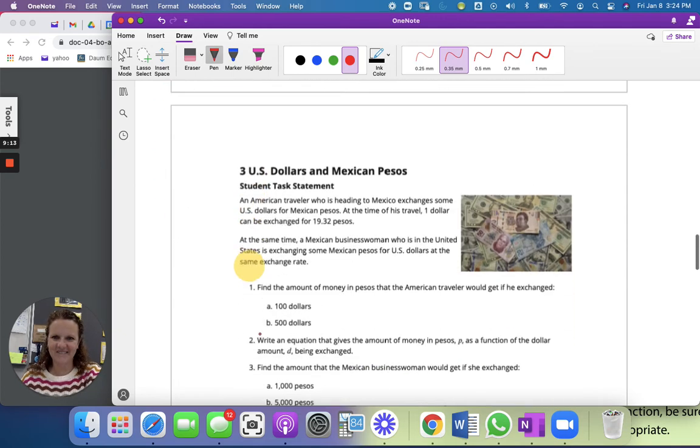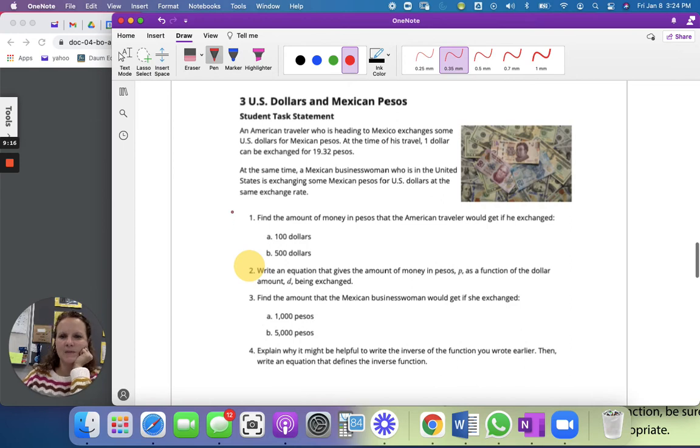All right. U.S. dollars and Mexican pesos. An American traveler who is heading to Mexico exchanges some U.S. dollars for Mexican pesos. At the time of his travel, $1 can be exchanged for 19.32 pesos. So pesos equals dollars times 19.32. At the same time, a Mexican businesswoman who is in the United States is exchanging some Mexican pesos for U.S. dollars at the same exchange rate. So here we have dollars equals pesos divided by 19.32.